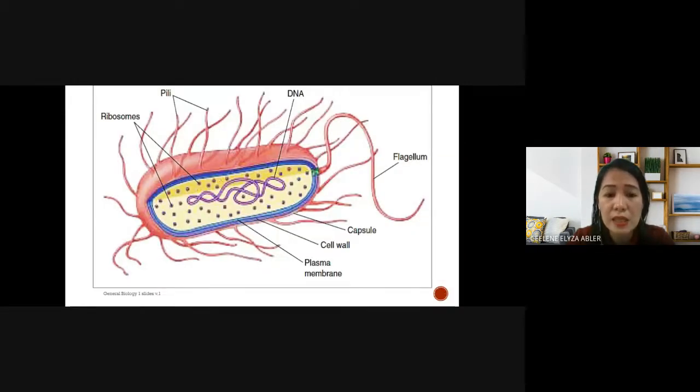This is a bacteria which has a capsule. Most bacteria have a flagellum. Flagellum if one, flagella if many. This is pili. A pili is quite larger than a cilia, and cilia is larger than a microvilli. So pili is bigger than a cilia.